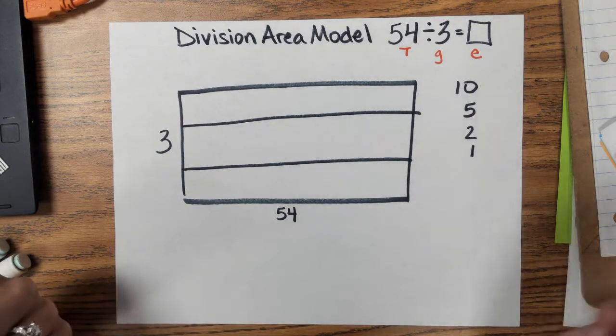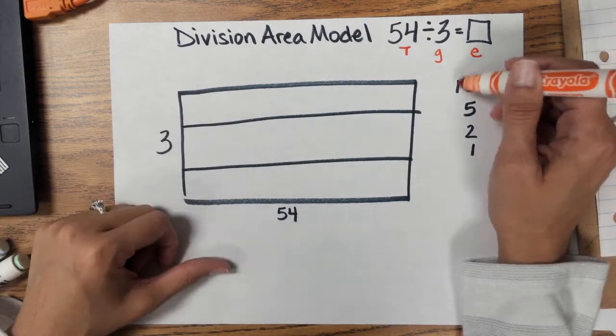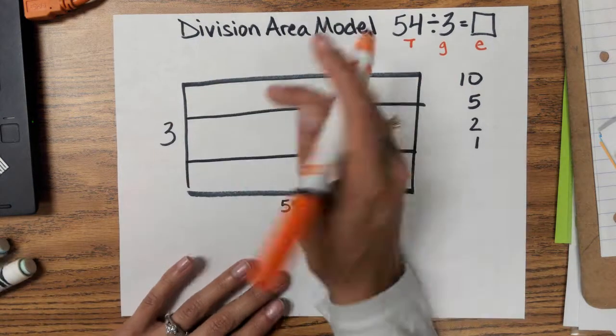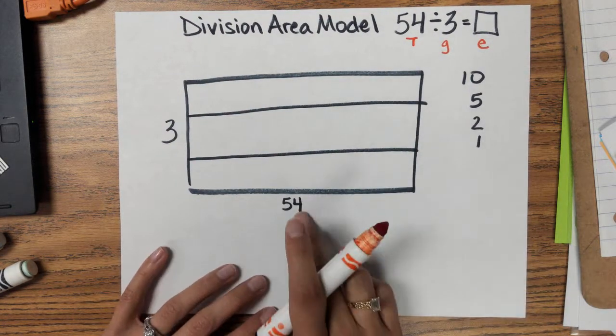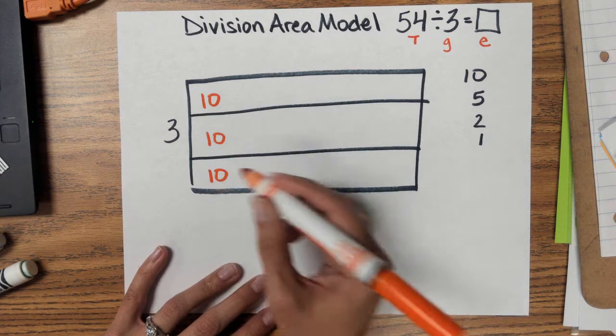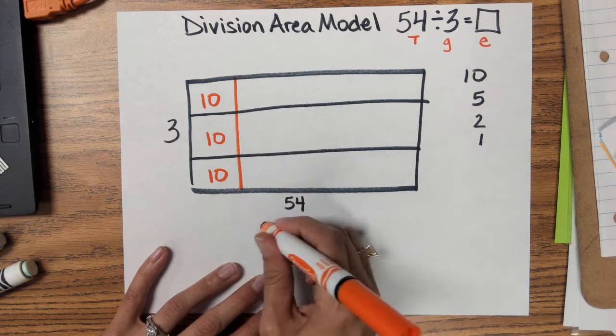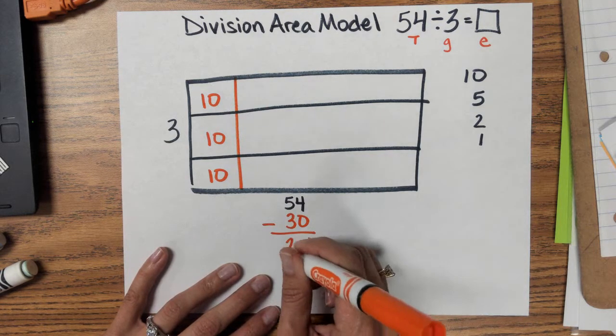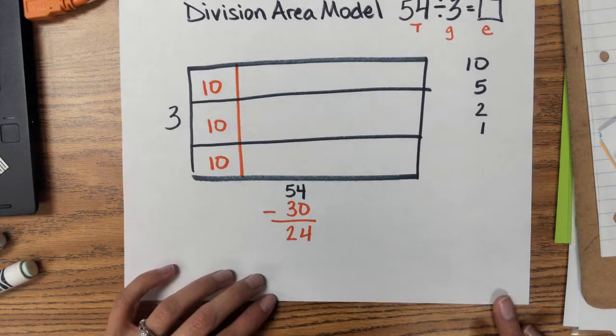So again, we're going to start with 10, our first friendly number, and see if we can put 10 into each group. So if I put 10 in each group, that's 30. I have 54 to share. I have enough. So I put 10 in each group. I have shared out 30. And I have 24 left to share.